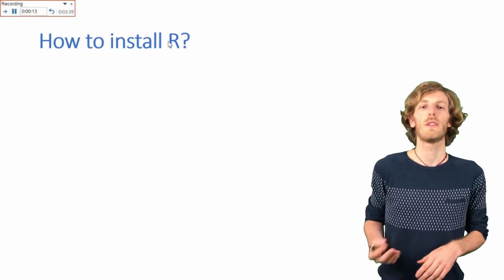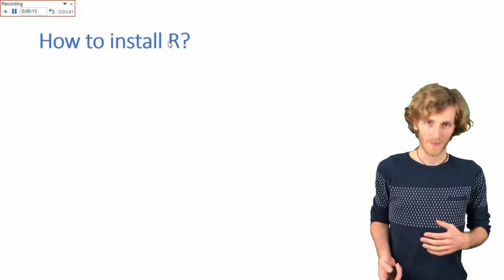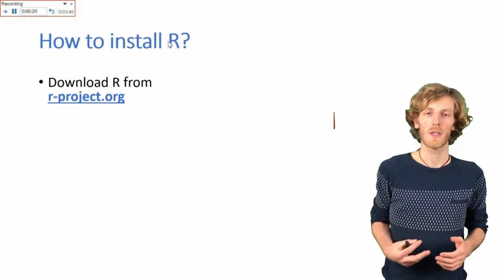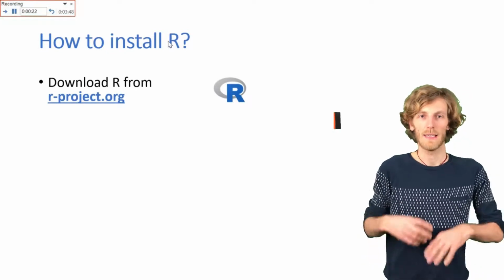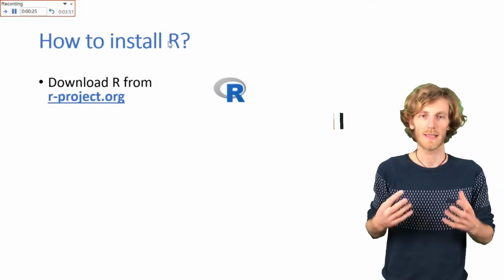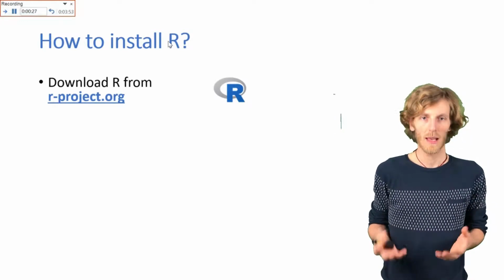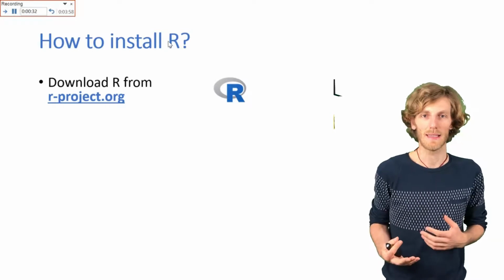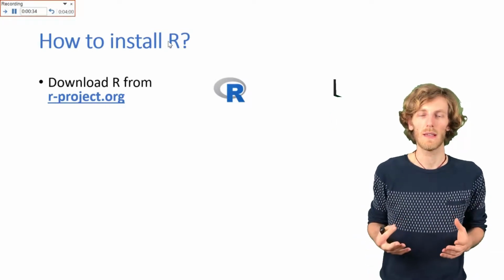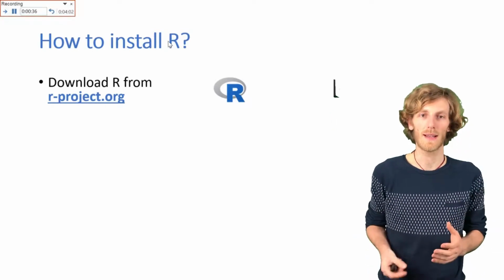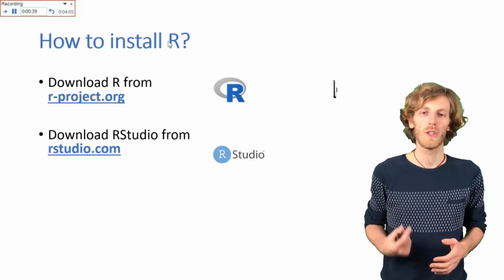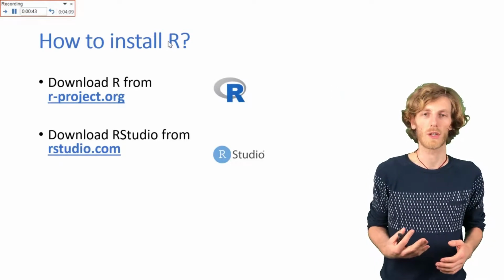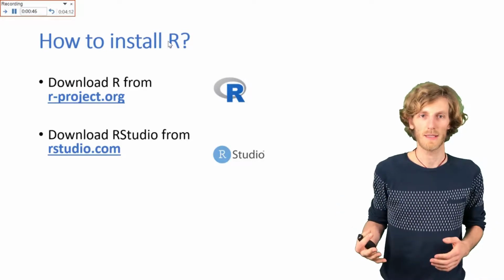To do that, you need to follow 3 steps. The first is to actually download R from rproject.org, where you get the base package for everything that's happening under the hood. Then you probably want an interface that makes it a bit easier to use R, that gives you things beyond the command line. For this course we're going to use RStudio, which you can download from rstudio.com, just take the free version there.